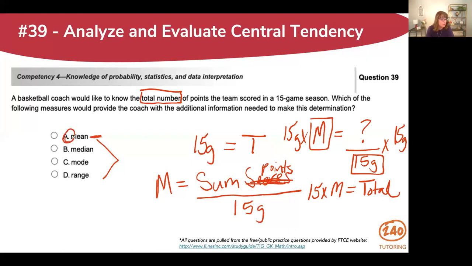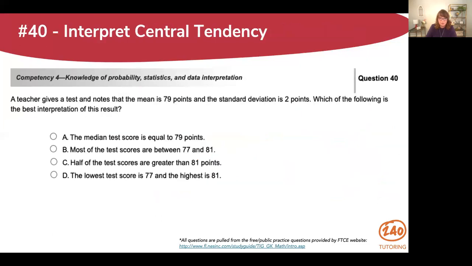Now, if I lost you, hopefully you can just pick up on the fact that the only measure of central tendency listed here that would help us with determining a total, the only one that finds a total, is mean, because we find the total of the data set given, or that sum. So hopefully that made that click for you. Let's look at another one.